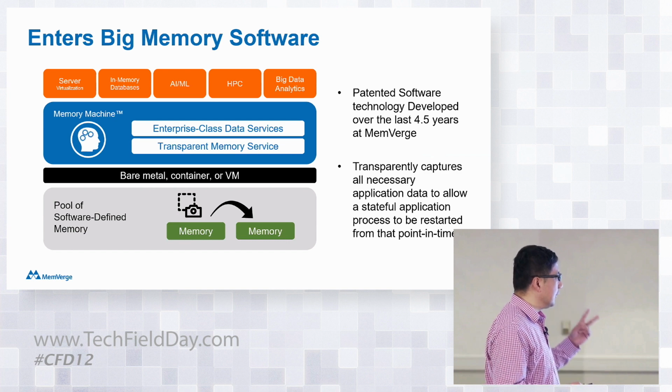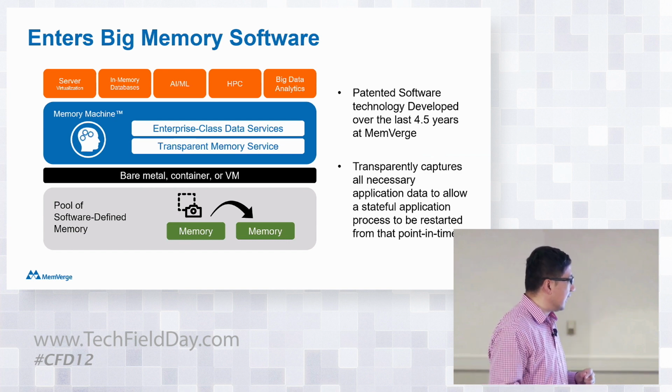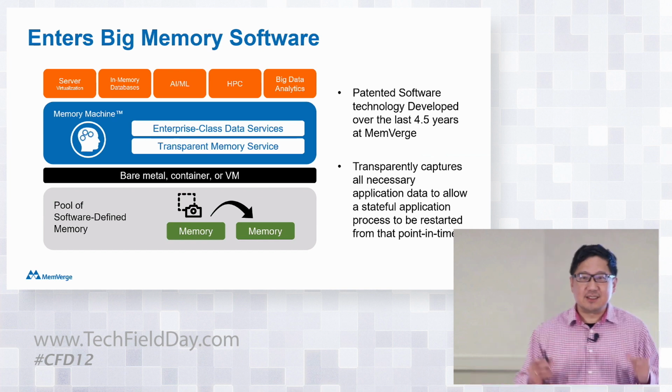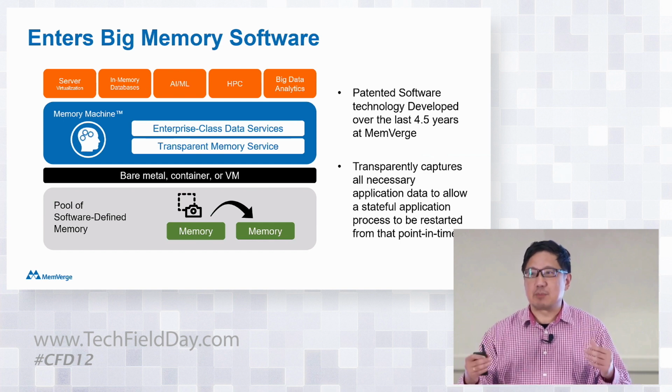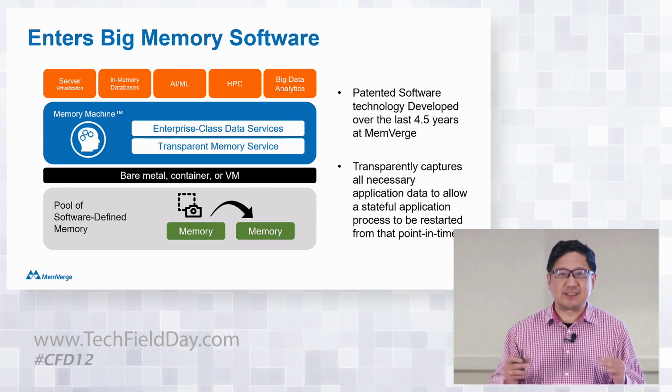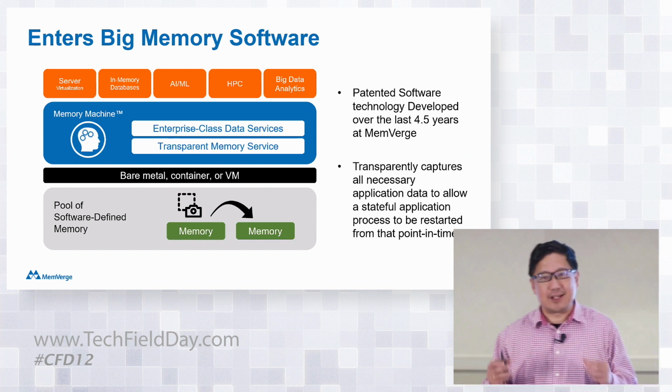So to get into that, let me first explain what is the big memory software that we have been working on in the last 4.5 years. If you have watched our previous Tech Field Day presentation, you would know this, that we have spent almost 5 years developing a technology called big memory software. And the product is called Memory Machine. And there are essentially two key pieces of technology that we have developed. This is a software-defined memory technology that can virtualize memory, tier between different classes of memories, and deliver advanced enterprise-class data services. And the first such data service is what we call in-memory snapshot, zero I/O in-memory snapshot.